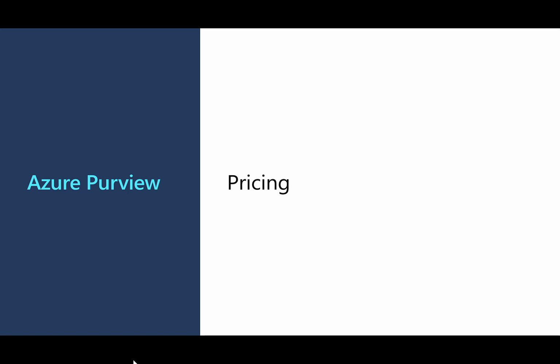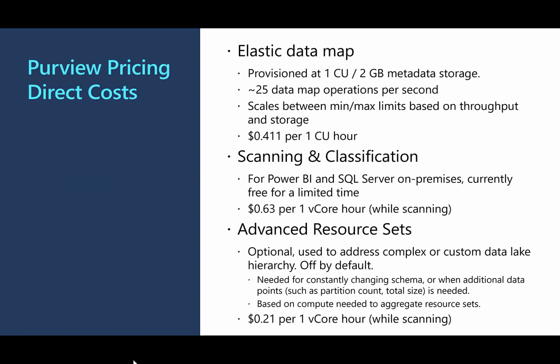And now let's talk about Azure Purview pricing. There are 3 direct costs associated with Purview. There's the Elastic Data Map, scanning and classification, and advanced resource sets, which is optional. The Elastic Data Map is provisioned by default at 1 capacity unit, or CU, with 2 gigabytes of metadata storage. Each CU can support roughly 25 data map operations per second and will scale automatically between the min and max limits based on throughput and storage needs. Each CU is billed at 41.1 cents per hour.